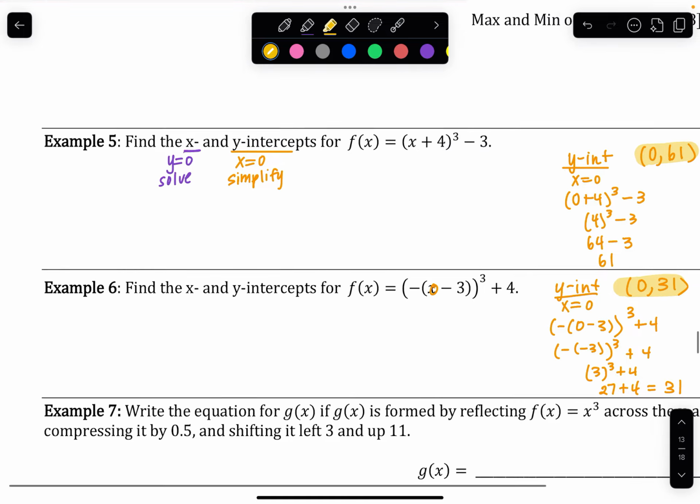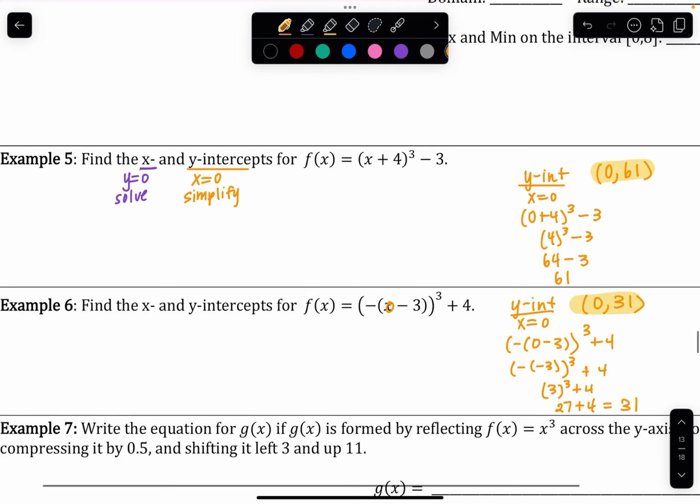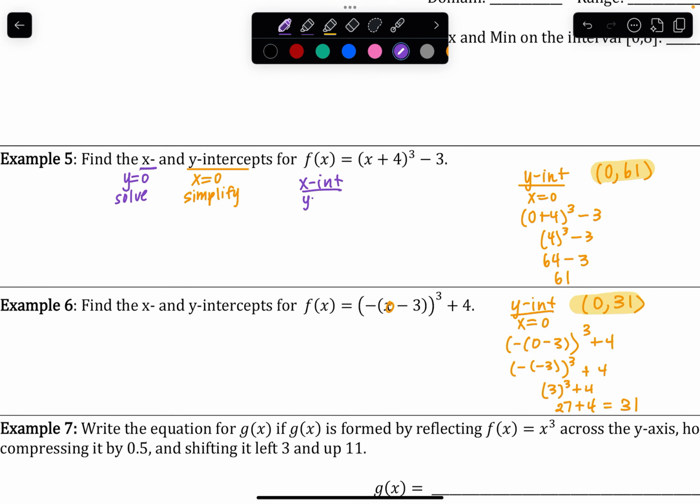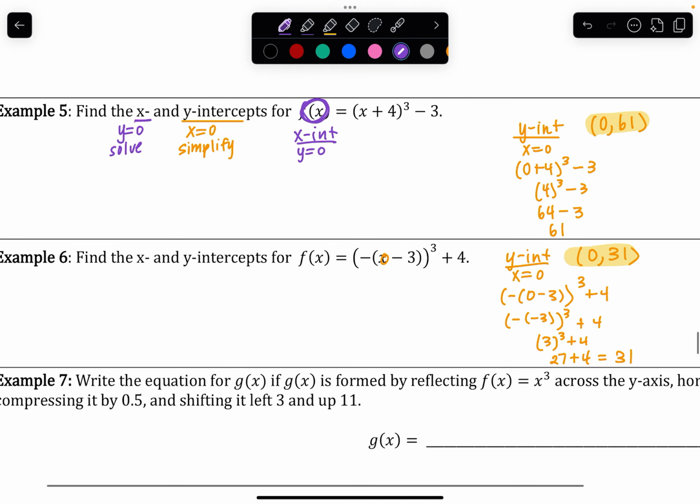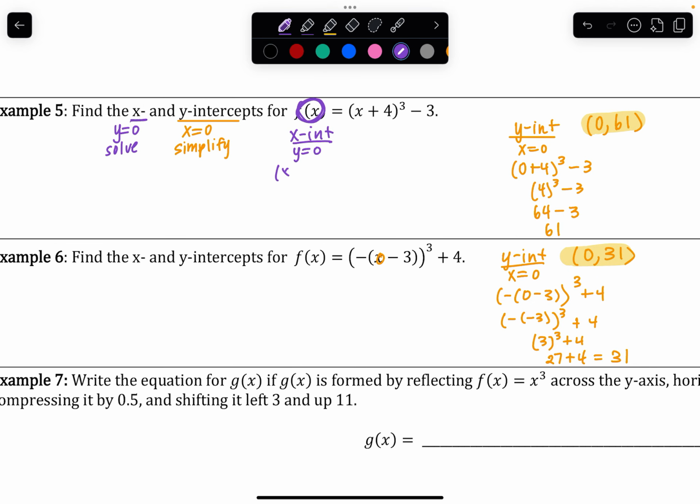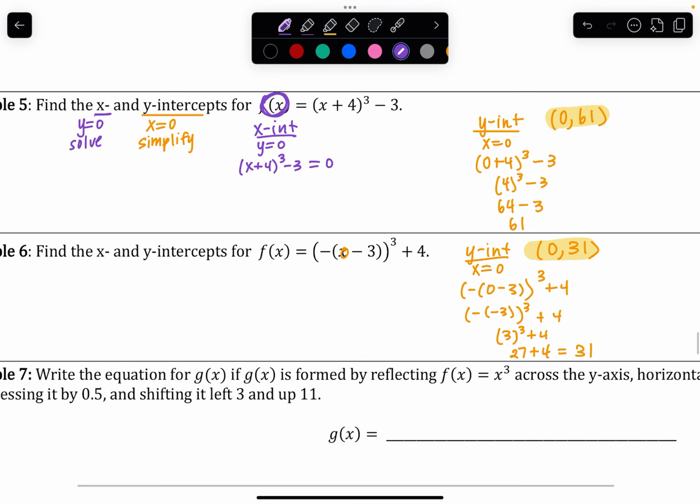Okay, and so for the x-intercept, that's a little bit more challenging because we have to solve. And so for the x-intercept, the y is 0. And so we're putting the 0 over here. Okay, and so I like to write the actual expression x plus 4 cubed minus 3 on the left and then the equals 0 on the right, but it doesn't matter.